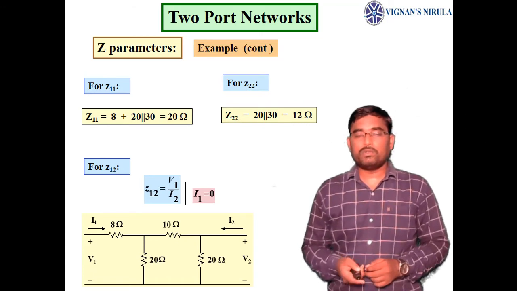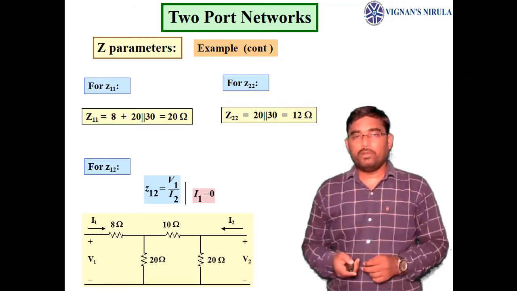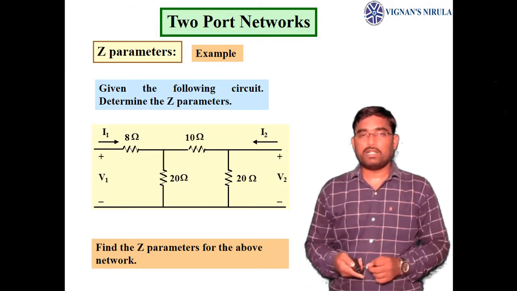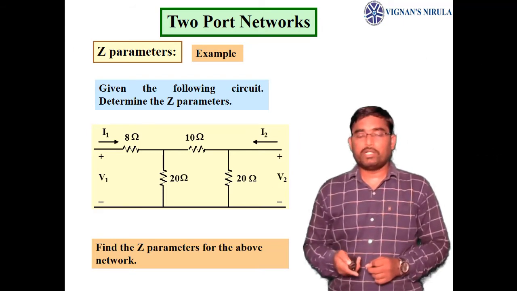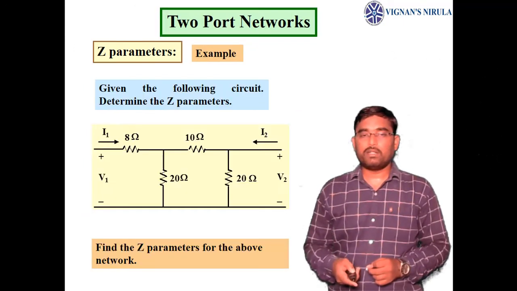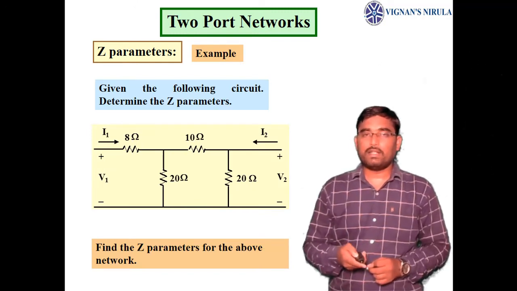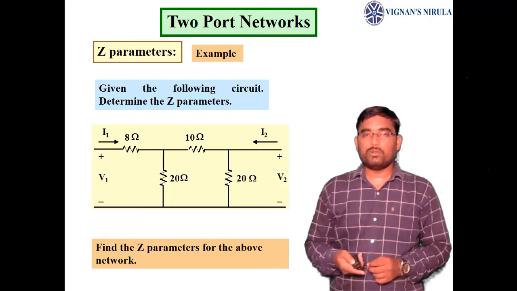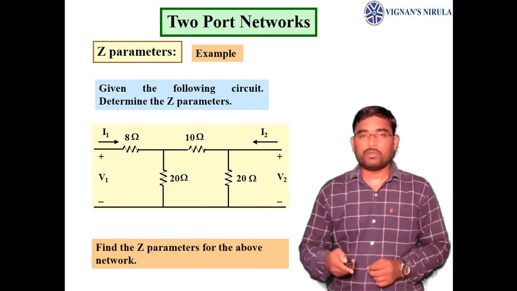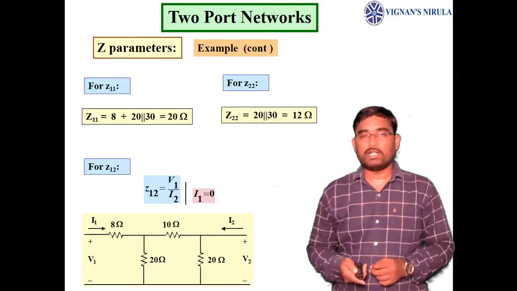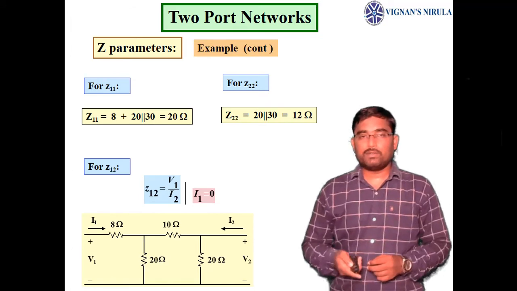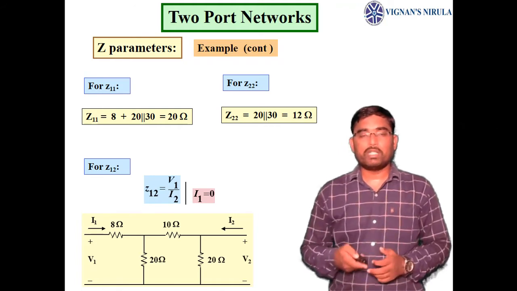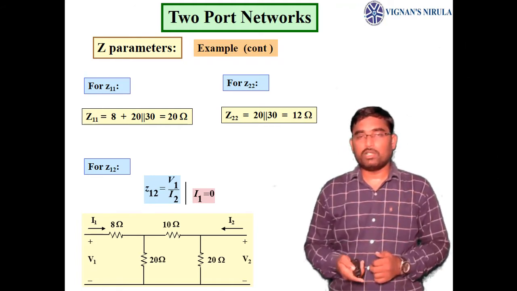And how to find Z22? Z22 is the ratio of V2 by I2 when I1 is 0. In the circuit, open circuiting port 1 means taking I1 as 0. Then V2 equals I2 into R equivalent. R equivalent means 20 in parallel with 30. As I1 is 0, there is no current flowing through the 8 ohms, so that can be deleted. Then 10 in series with 20, this 30 in parallel with 20, becomes your R equivalent. Then V2 by I2 equals this R equivalent, which is 20 in parallel with 30, and that will be your Z22. In this way we can find Z11 and Z22, which are 20 ohms and 12 ohms.